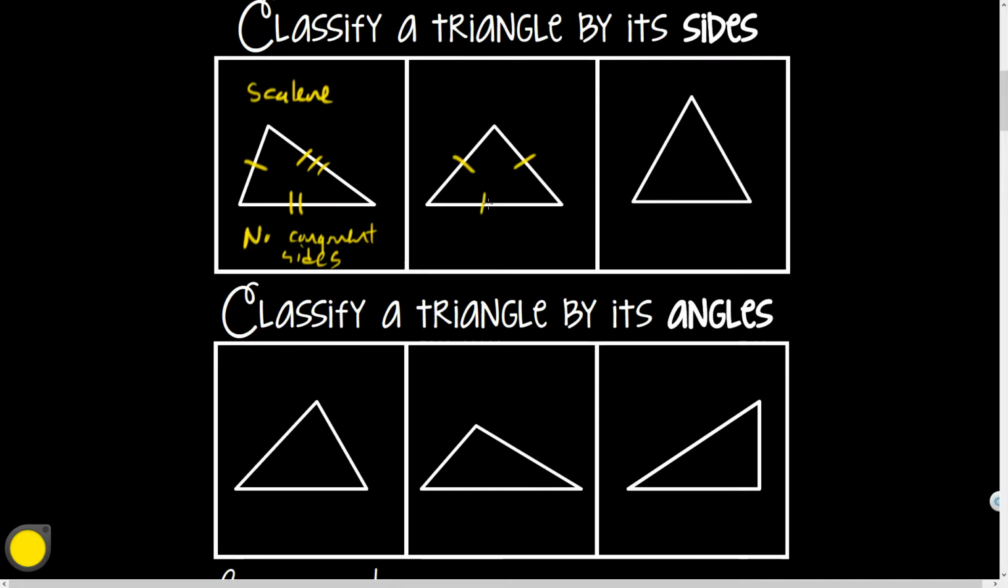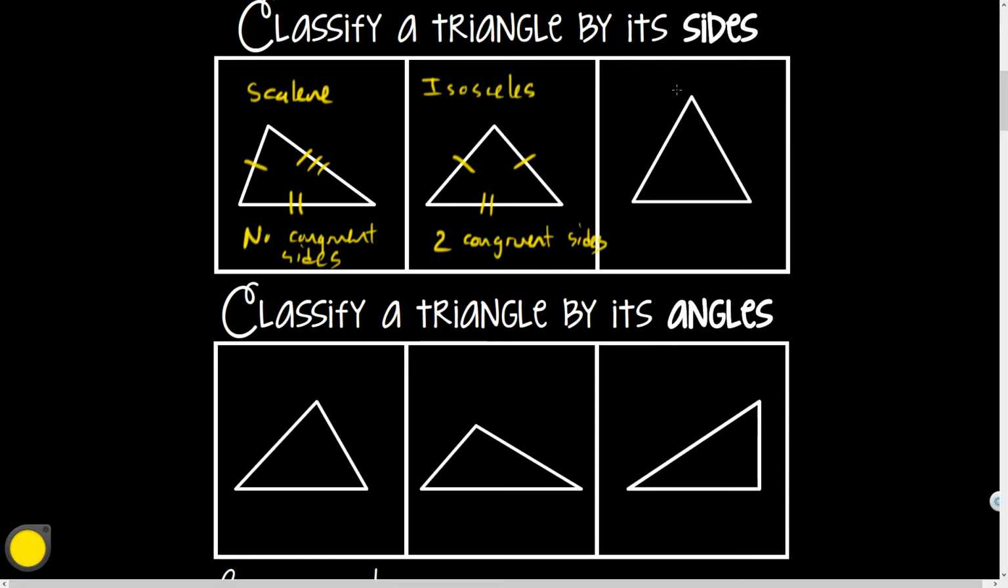We also have this one right here. What if I have 2 sides congruent? 2 congruent sides. You will recognize it when you see it. It is called isosceles.